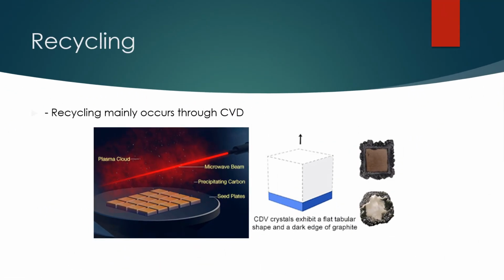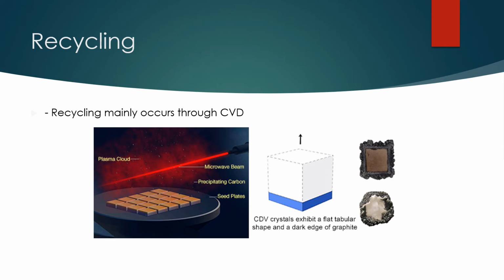So diamonds are very recyclable. They have a very high recycling factor because of this CVD process. As you can see in the picture on the left, those seed plates are where they put diamond seeds, and when diamonds fracture or there's something wrong with naturally occurring diamonds, they can use those diamonds as the seeds to create new diamonds, which the graphic on the left shows you a little bit of the process of the CVD with the plasma and the carbon and the seed plates and the heating microwave beams.